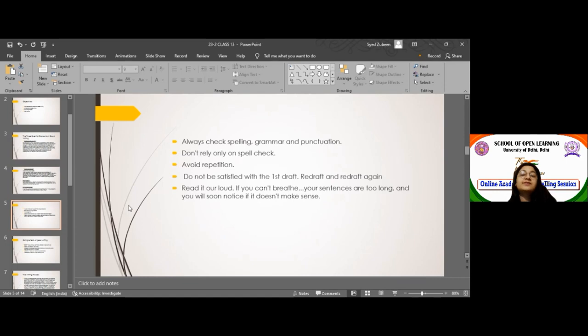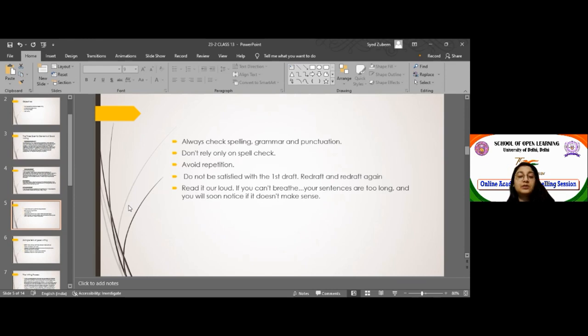Then do not be satisfied with the first draft. Of course, whenever you are given an assignment, whenever you have to write something important or submit an assignment, always try to make a draft first. Always try to make an outline of what you're going to write, how you're going to present your thoughts, what examples you'll be using, etc. And then use that draft to write, and then draft it again, look for errors, and then draft it again before you do the final submission.